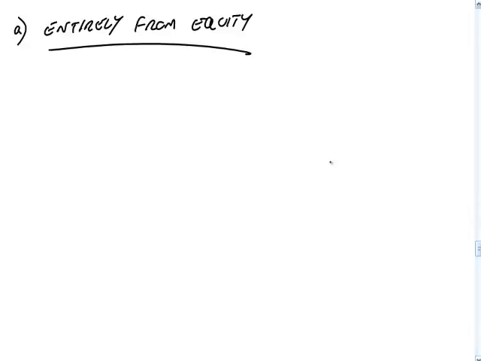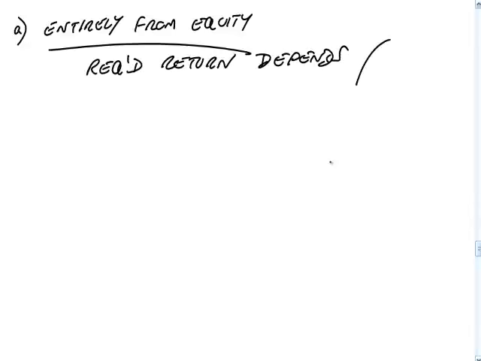And so if the project's got a beta of 1.8 or something, we can work out what return we'll need, and we'll discount at that return. And so if it's entirely from equity, the required return depends on the beta, the riskiness of the project. As simple as that.